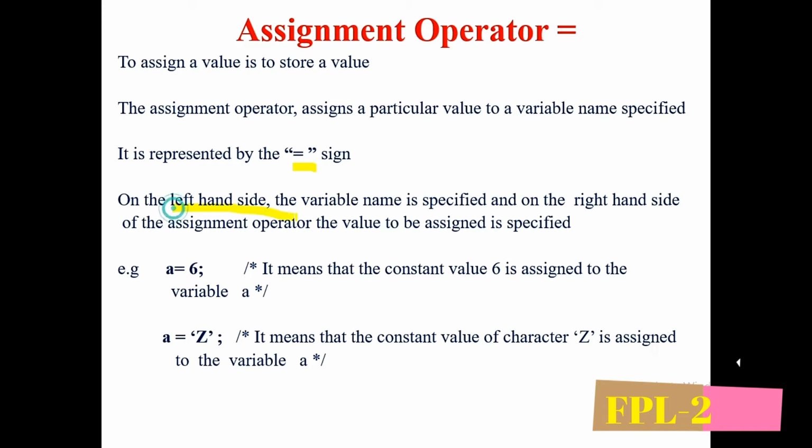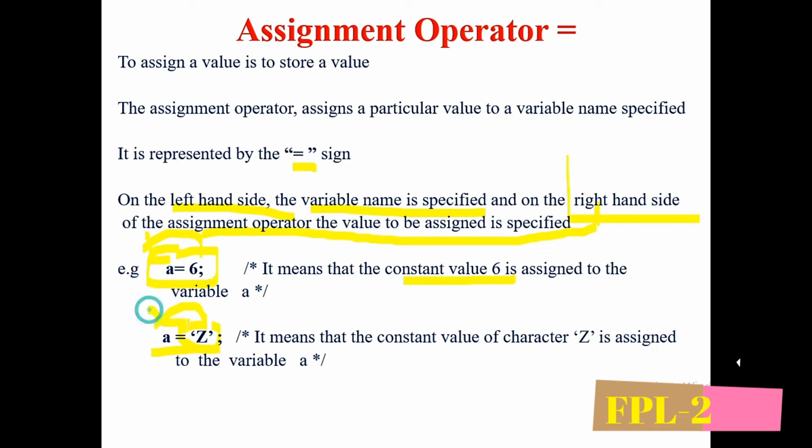On the left hand side, the variable name is specified, and on the right hand side, the value to be assigned is specified. A is equal to 6 here. It means that the constant value 6 is assigned to the variable A, meaning 6 is getting stored in the variable A. Here A is equal to single quote Z. It means that the constant value of character Z is getting stored in the variable A.